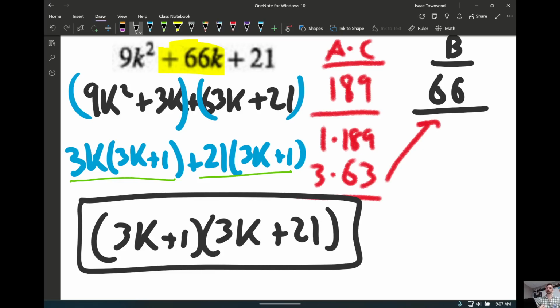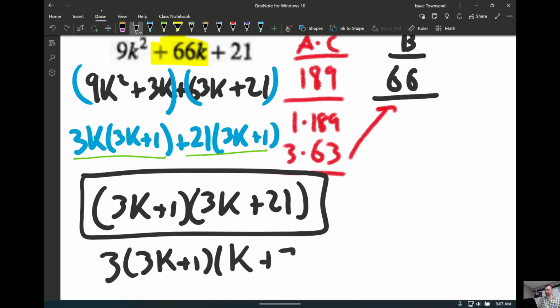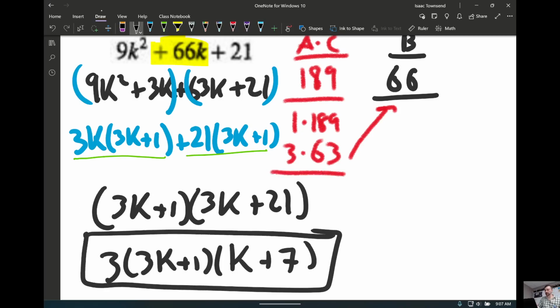Yes. Yeah, and you probably should, because it would make these numbers smaller and it would make it easier to work with. Yeah, and realistically here, I didn't catch that, but I should have. If the question was to factor completely, this still has a GCF. So if it was factored completely, I should pull out a 3 out of this as well, and my answer should look like this instead.